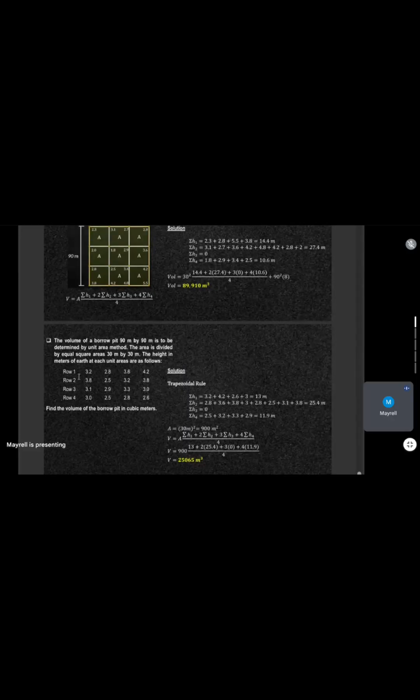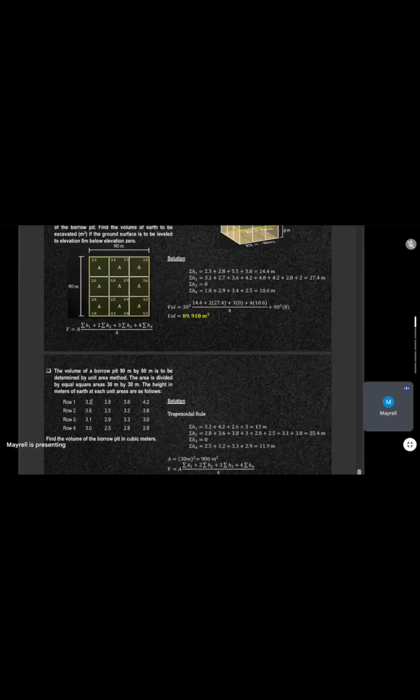What does this mean? These are the elevations at the corners. Row 1 means these elevations here, those four elevations. Row 2 is this elevation here, four in all. And row 3, these elevations, those four. And row 4, these elevations, those four. So that is the meaning of the layout, and then the elevations.